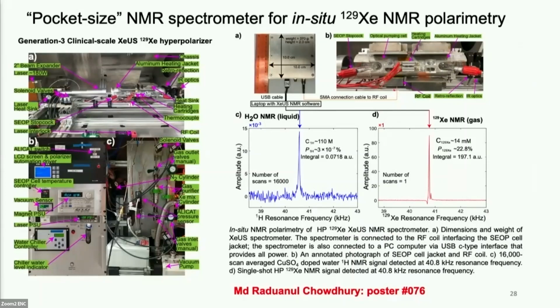So one of the other goals that we have is, can we simplify the hardware from the perspective of having a very small pocket size NMR spectrometer? Again, I have to pull one from the pocket. That's the actual spectrometer. It's really tiny. So this is an example where we use pocket size NMR to be able to do polarimetry inside of our xenon polarizer, which has in situ detection capability.